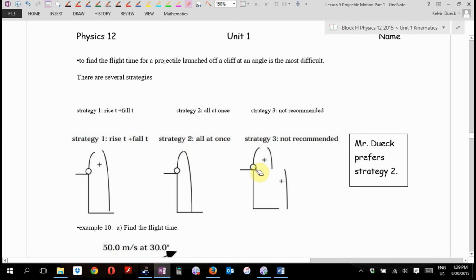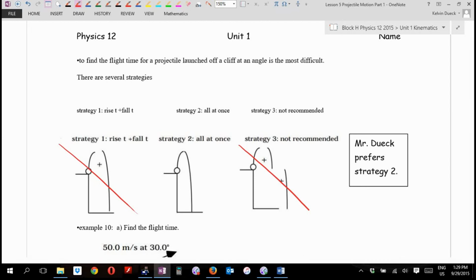Or you could find the time to the top, double it, that would give you the time to get back here, and then figure out how long it took to fall the rest of the way. I don't recommend that. I prefer strategy 2. Let's do it all at once.